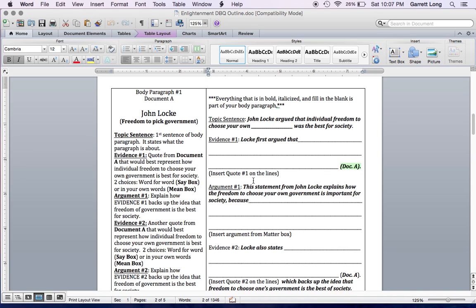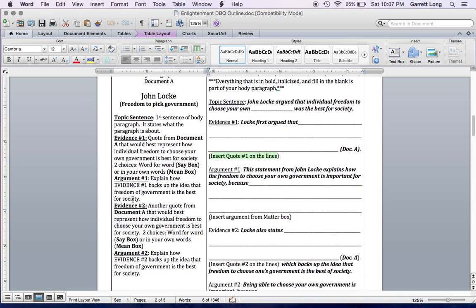Okay? So you will insert quote number one on those lines. And remember, guys, you can use the quote word for word, which is a say box, or you can write down the explanation of that quote, which is the mean box. Either one is fine. Moving on to the third part of our body paragraph.